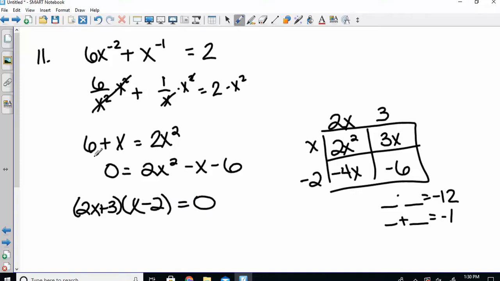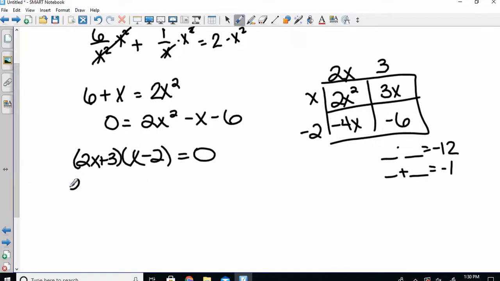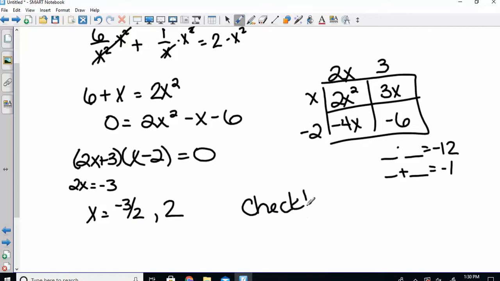Then what do we do? 7 to 0. So we get negative 3 halves and positive 2. And then you check, which just means plug it back into the original, and both of those do work. That's great.